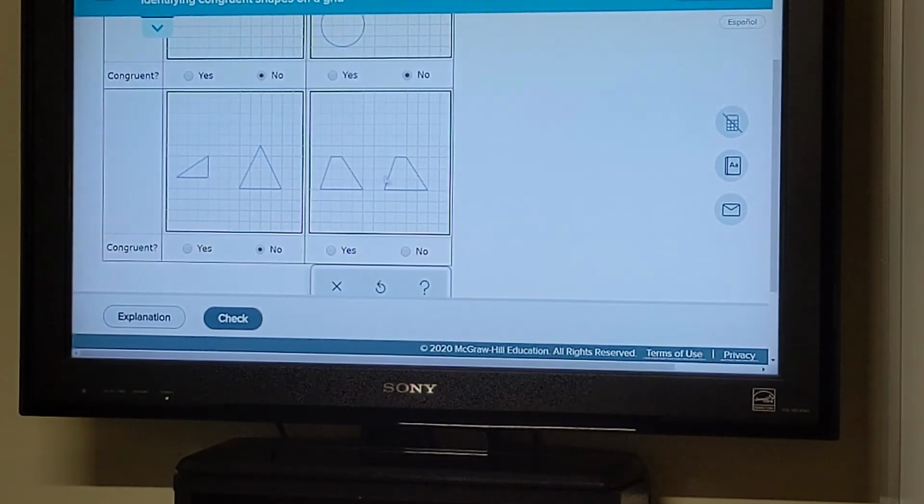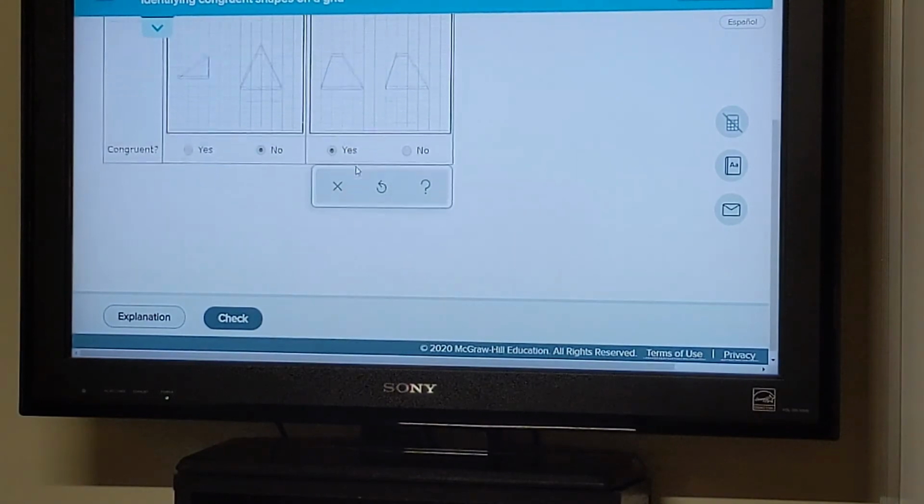And then finally we have 2 trapezoids that seem to just have been translated, moved left or right. They appear to have all the same angles. This bottom side is 4 units long. Bottom side is 4 units long. The top is 1 unit. Top is 1 unit. So these two are congruent, and if it asks for transformation, we just translated these from the left to the right.